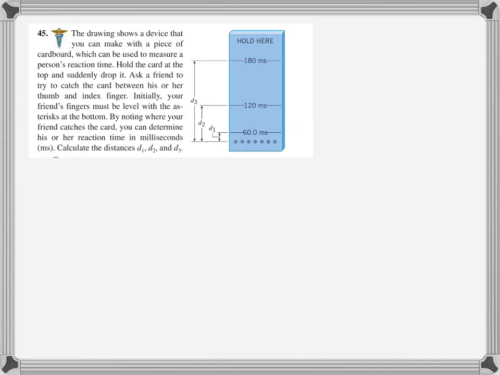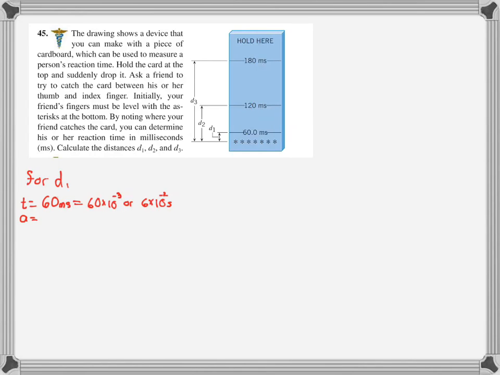So in this problem, they want us to calculate D1, D2, and D3 if it takes 60 milliseconds for the person to close his fist, and then he closes it there, and then 120 and 180. So for the first one, for D1, we know that the time it took to get from the starting point to that height was 60 milliseconds. But then let's change that to something a little better, like 6 times 10 to the negative 2 seconds, or 0.06 seconds is how long it took them to react.